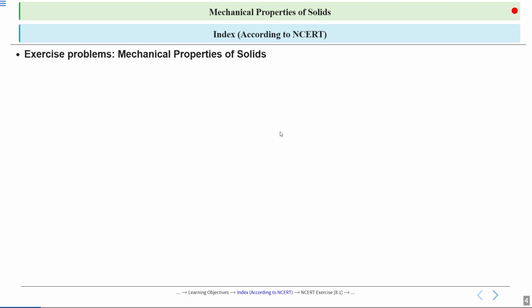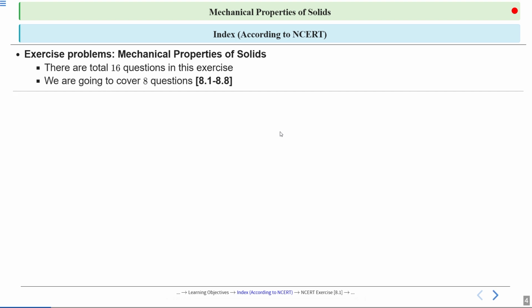So, index. In today's lecture, we will cover exercise problems on mechanical properties of solids. There are a total of 16 questions in this exercise, but we are going to cover only 8 questions from 8.1 to 8.8.